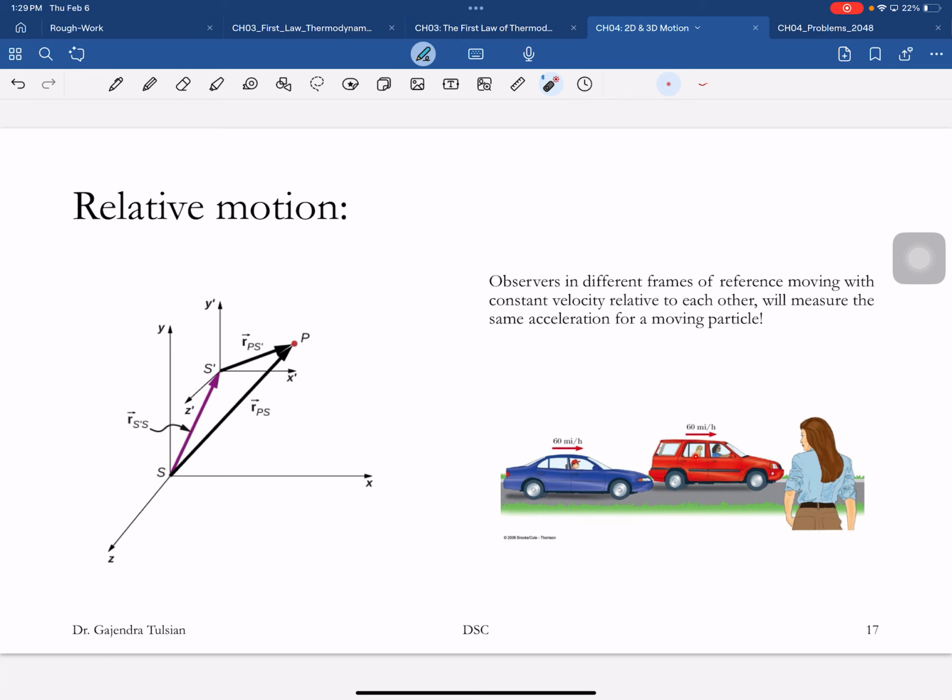The ball goes on a parabolic trajectory. What does this person see? They see a wider parabola. So when the ball is thrown in this direction, you see a wider parabola. When the ball is thrown in this direction, you see a narrower parabola. Did you guys understand that?